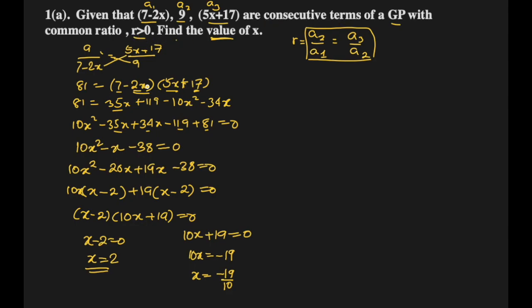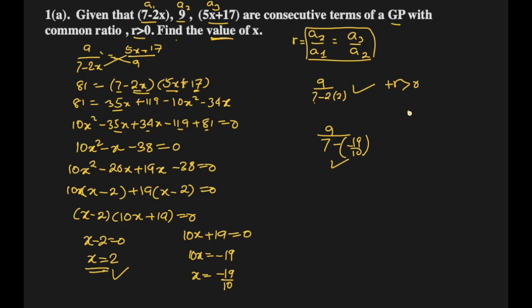So let's see if r is coming out to be greater than 0 in this case. Let's verify this, this is easier. So 9 divided by 7 minus 2 times 2 is positive. Yes, that's correct, it's giving us positive r. R is greater than 0. Second, let's put this one: 9 divided by 7 minus negative 19 over 10. Yes, this will also give us positive.